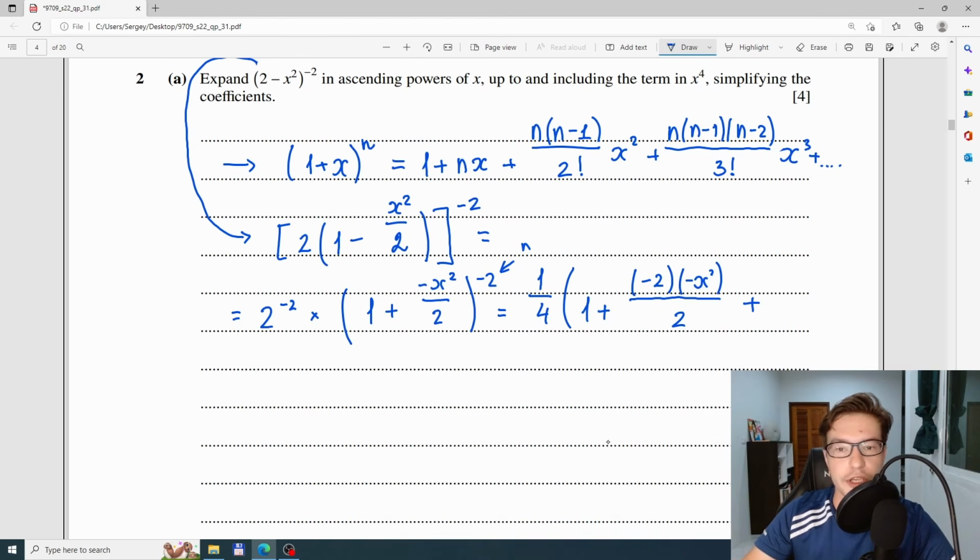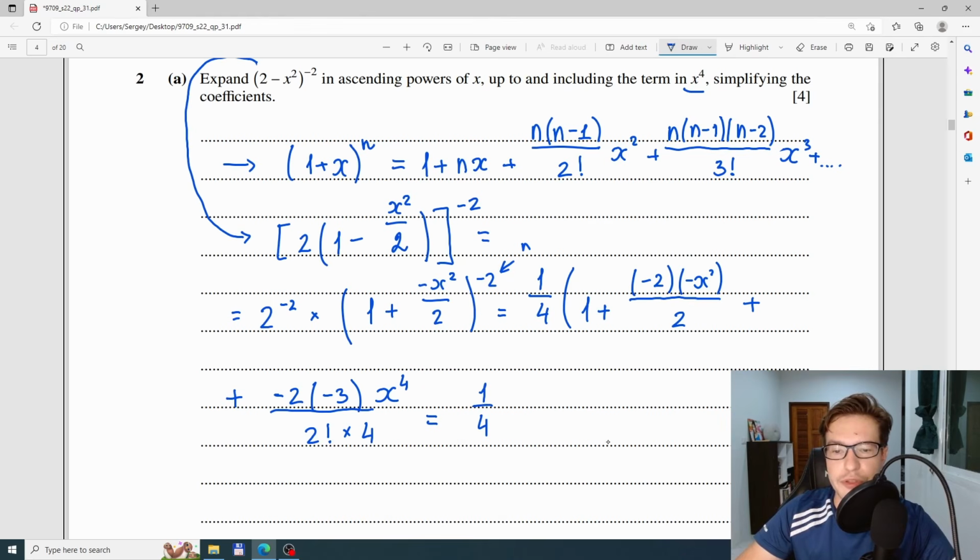Plus the next term in the formula is n times n minus 1 over 2 factorial times x squared. So again, n is minus 2, so I get minus 2. Minus 2 minus 1 is minus 3 over 2 factorial. And then square minus x squared over 2, that will be positive x to the power of 4 over 2 squared, which is 4. Now, we have to expand up to and including the term in x to the power of 4. That means I don't need to get any more terms.